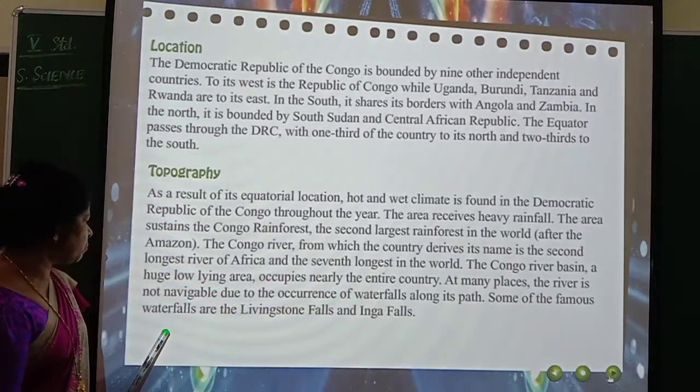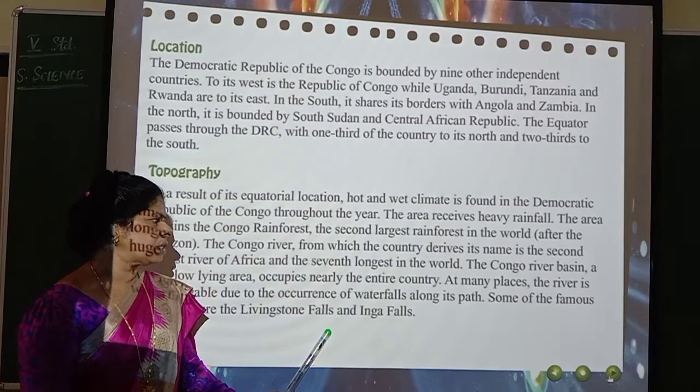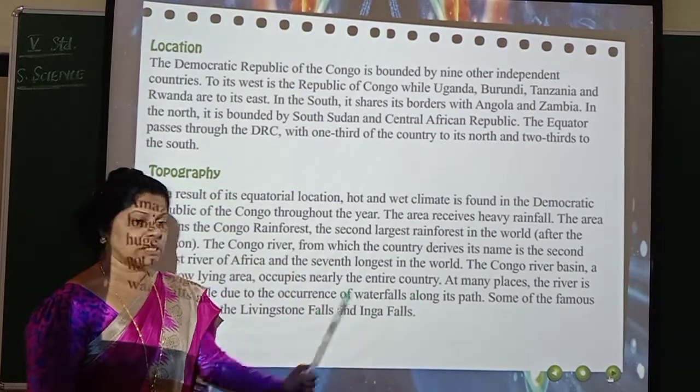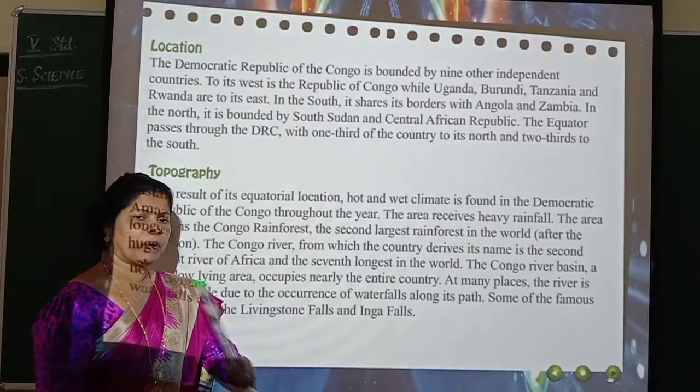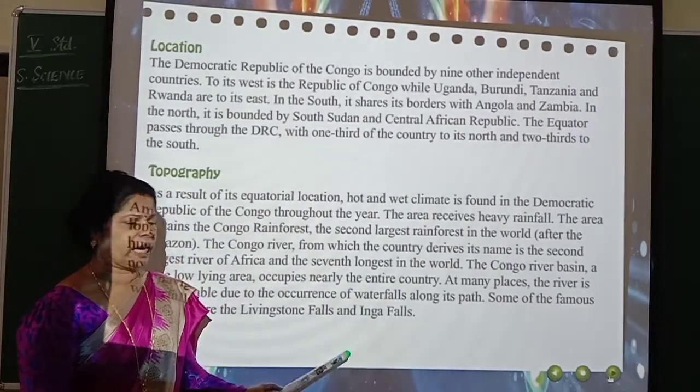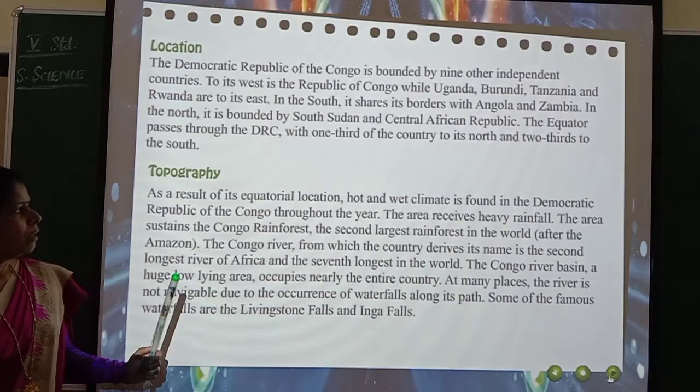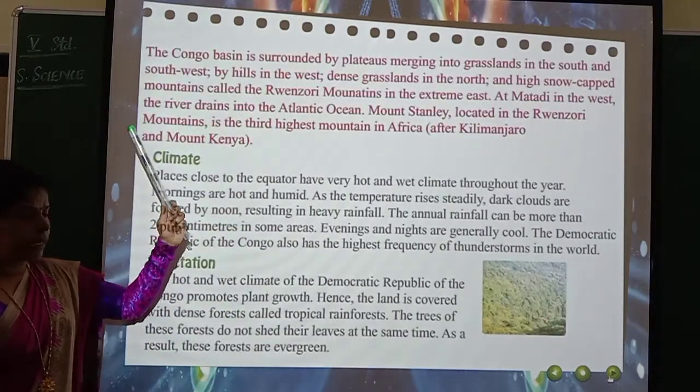Some of the famous waterfalls are the Livingstone Falls and Inga Falls. These are very dangerous falls. At Livingstone Falls and Inga Falls, people cannot move at all. They cannot navigate. Did you understand? Now coming to the continuation.